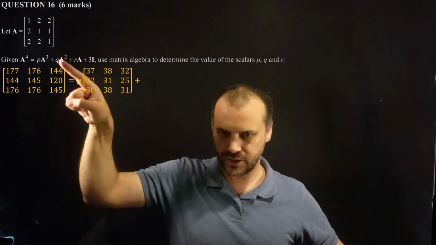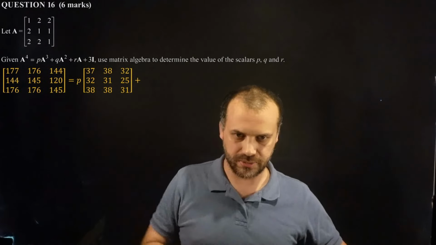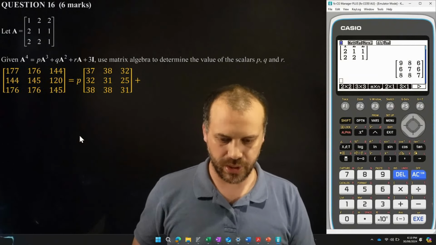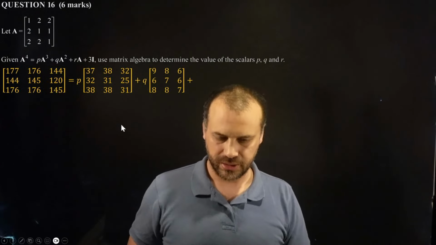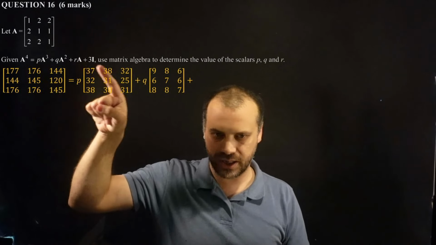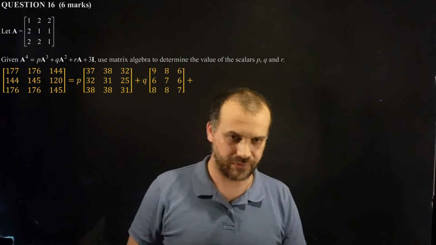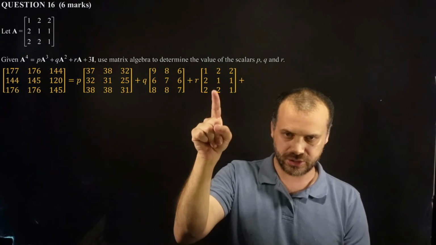And now I can put in q times a squared. So replacing the 3 with a 2, pressing enter, and there is a squared. So let's put in a squared. All right, and then what do we have? R times a. Well, that's simple. R times a. There's a. Don't need my calculator for that. Boom, there's R times a.